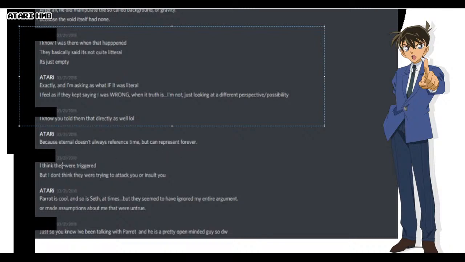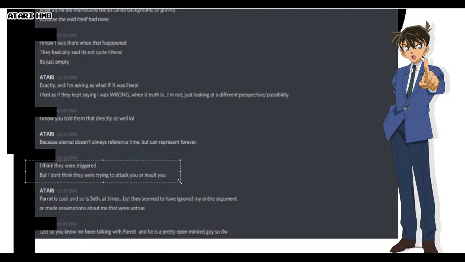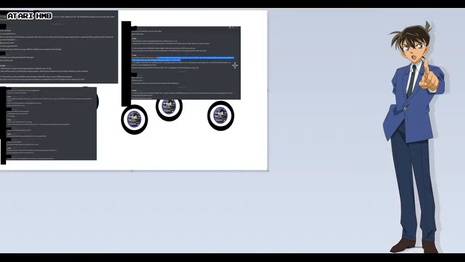I said, and then his mod says, I think they were triggered, but I don't think they were trying to attack you or insult you. I said, Parrot is cool, and so is Seth at times, but they seem to have ignored my entire argument, or made assumptions about me that were untrue. Just so you know, I've been talking with Parrot, and he's a pretty open-minded guy, so don't worry. Oh, you guys are convinced? All right, I think I've read enough then.